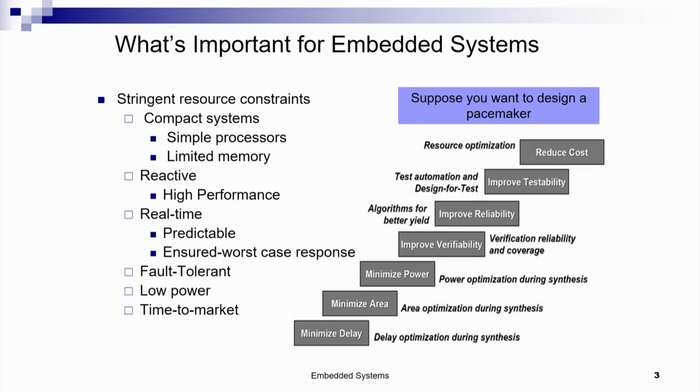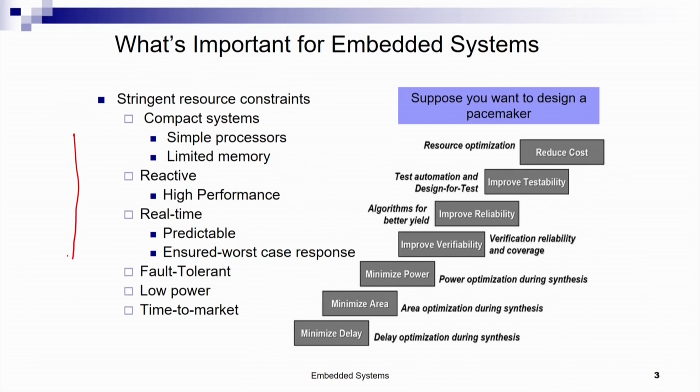So, it should allow design for testability. And last but most important, it should be low in cost. It should be available to the masses. So, the manufactured product cannot be extremely costly. Hence, all these design constraints need to be taken into account when we are designing an embedded system such as a pacemaker.